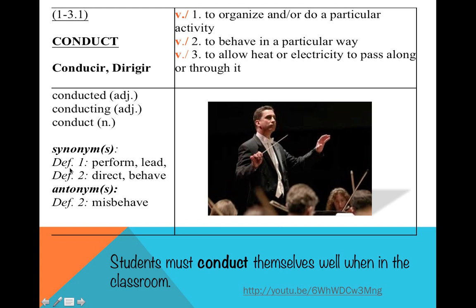We have some synonyms for definition. The first definition, definition number 1, and you can use it instead of conduct. You can also say perform or lead. For definition number 2, you can also use it as direct or behave. Antonyms, the opposing words, for definition number 2 is misbehave. If you behave well, the opposite is to misbehave.